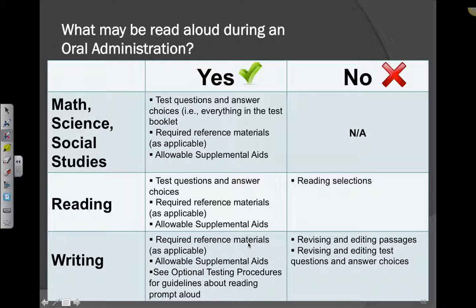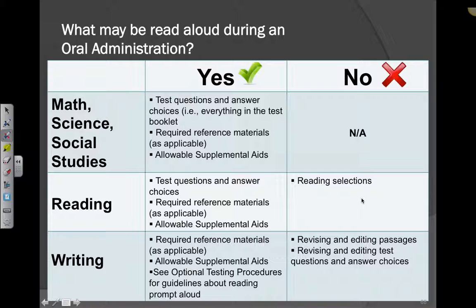And this just shows you a document of what's allowed on the math, science, and social studies. Well, social studies doesn't apply to you guys, but on math and science, the test questions and answer choices, everything in the test booklet, required reference materials as applicable, allowable supplemental aids, those can all be read on the math and science. On reading, test questions and answer choices, required reference materials, or allowable supplemental aids, but the reading selections can never be read.